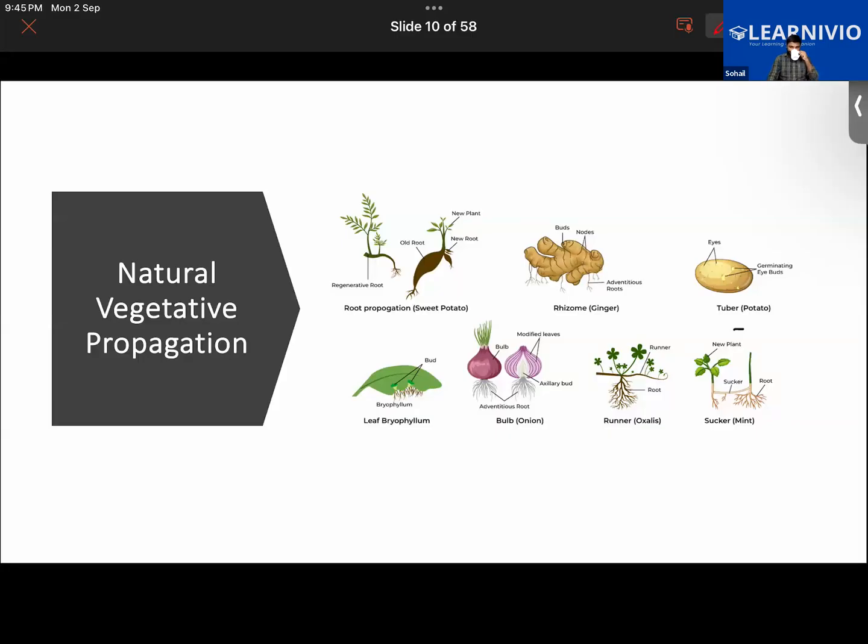Sir, in our garden we have potato. You have? Yes, sir. Yeah, there are some cases where we can do it that way also. But usually farmers simply cut the potato into different parts and plant them, and new potatoes grow out of the different parts. Okay? Yes, sir.